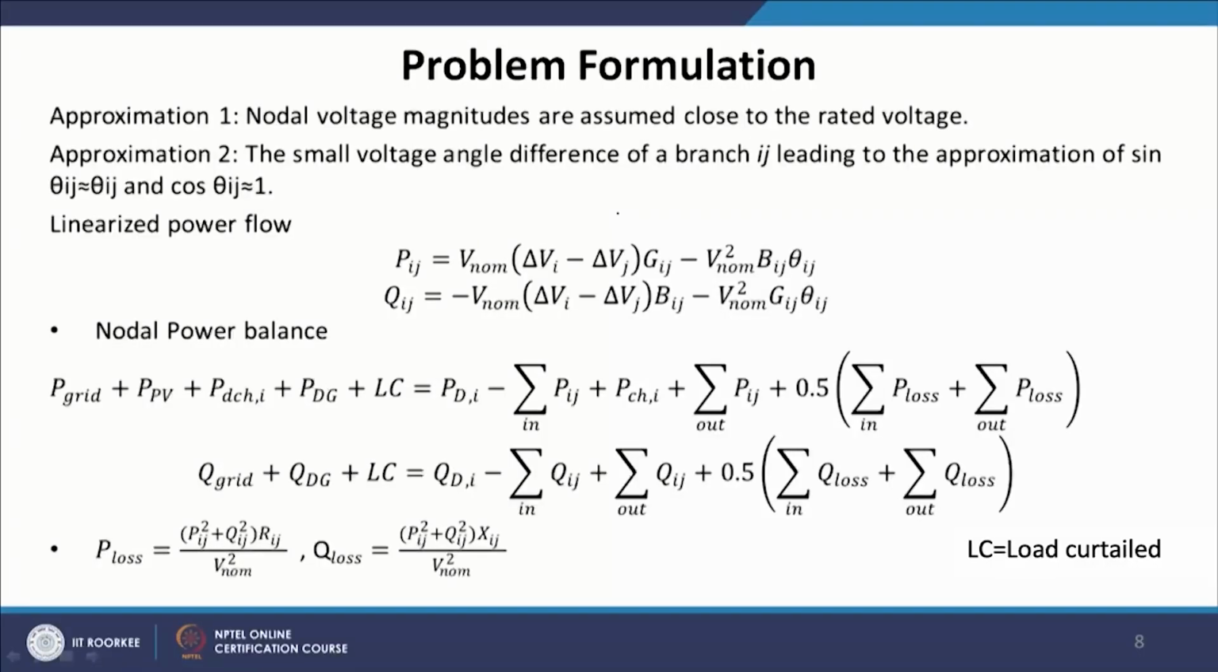Now, we are looking for different solutions. First is approximation 1. What approximation have we considered? Nodal voltage magnitudes are assumed close to the rated voltage. The second approximation, which is very common, is the small voltage angle difference of a branch ij, leading to the approximation of sin theta ij equal to theta ij, and cos theta ij equal to 1. The linearized power flow equations P_ij and Q_ij are given as below.